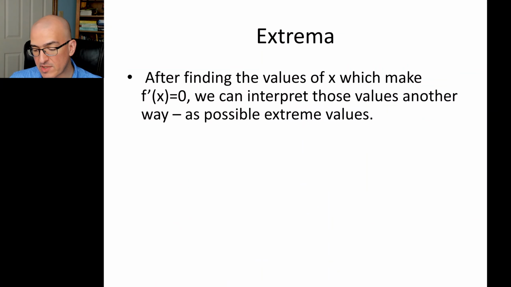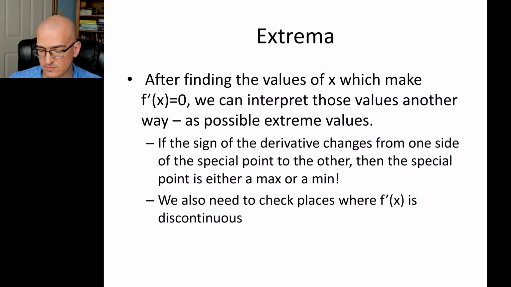So right now we're limiting ourselves to locations or x values where the derivative is equal to 0, but we'll quickly extend this also to x values that make the derivative not exist, because those can be locations of max and min as well. So the big picture is that a signature of a maximum or minimum is that the sign of the first derivative will change from one side of that x coordinate to the other side.